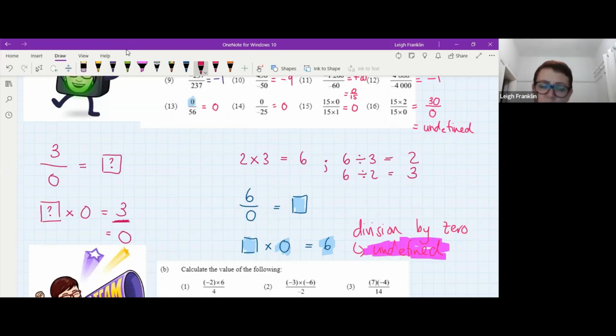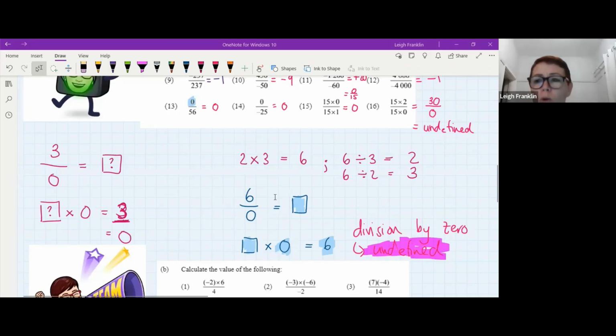Division by 0 cannot happen because when we take a value and we times it by 0, we have to get 0. We can't get a number that isn't 0. So that's where it comes from. Okay, I think I get it now. So ma'am, for question 16, no one knows the answer. Correct, that's why we say undefined, because it's not possible for us to give an answer.